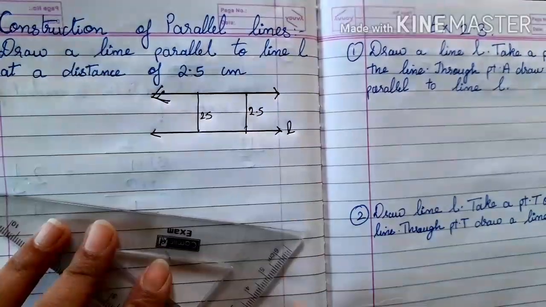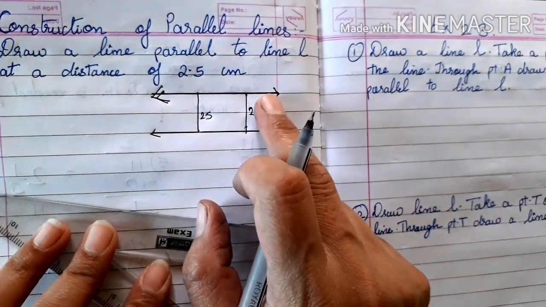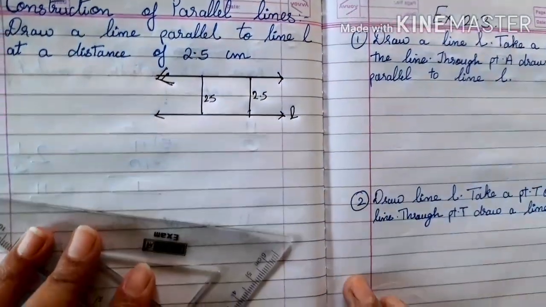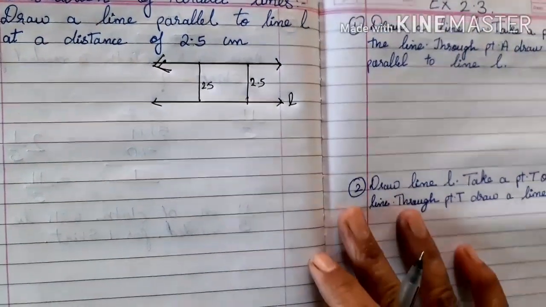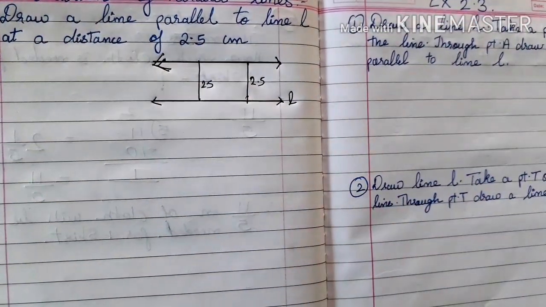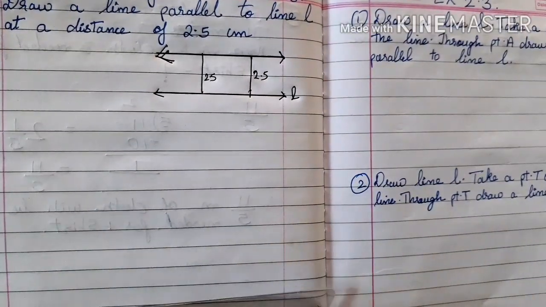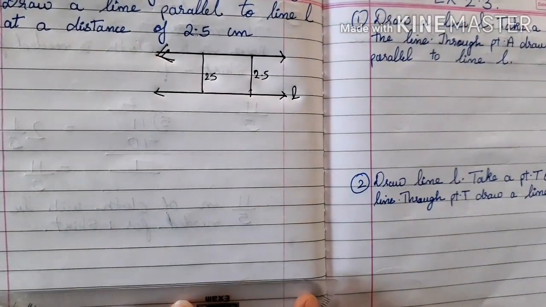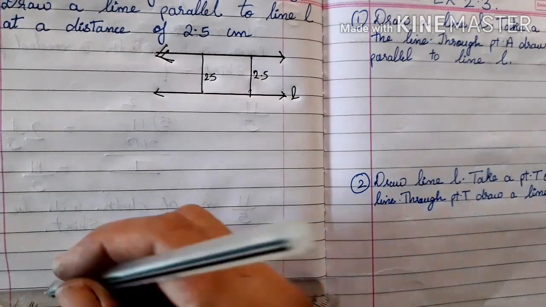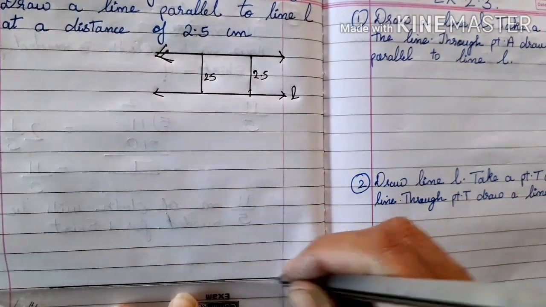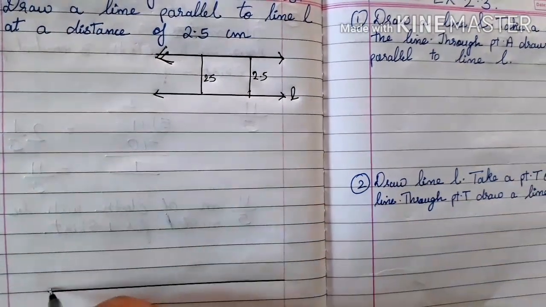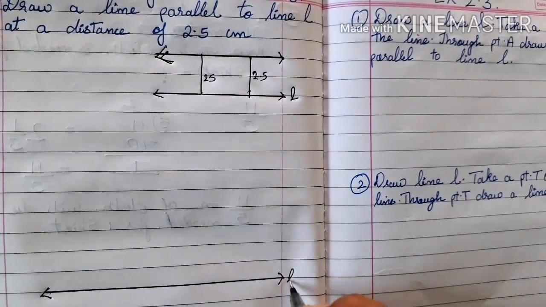Now how are we going to construct this parallel line? We have to study that. So it is very easy. You have to just keep few points in mind, which is very easy. Now first we have to draw the line L. The first step is to draw the line L. Suppose we take this line. No measures are to be taken. So you can take line L in this way.